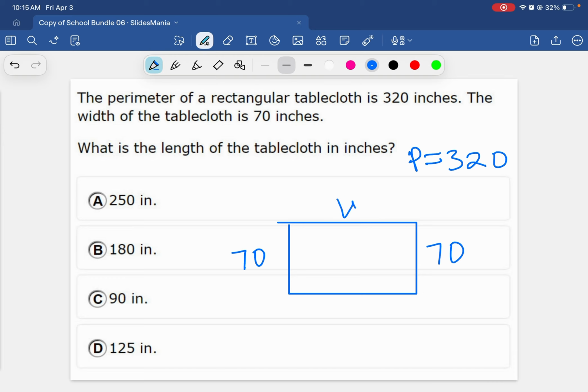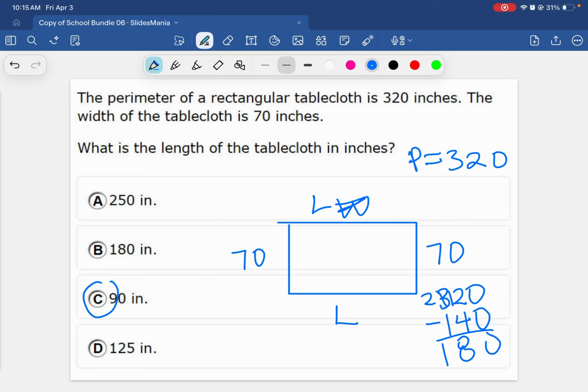And so then what you're going to do is, oh, yes, I messed up. That's okay. I should have put length. So you'll subtract 320 minus 140. End up with 180. And if you notice, they tried to trick us and put 180 as an answer choice. But both lengths are 180. And so half of 180 is 90. And so you could go back and check it, add all these up, and you'll end up with 320.